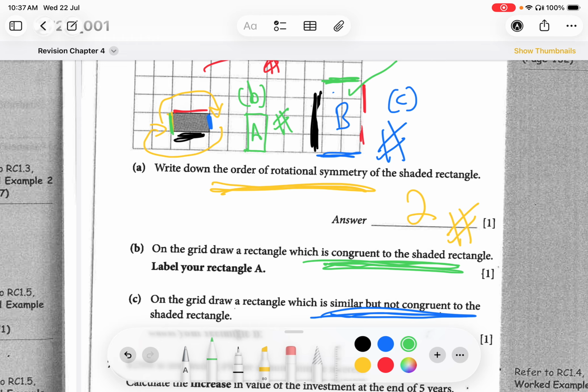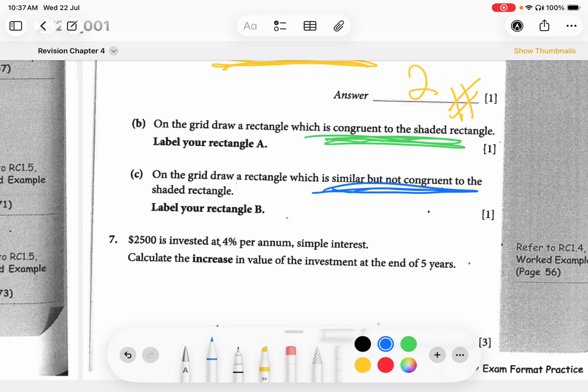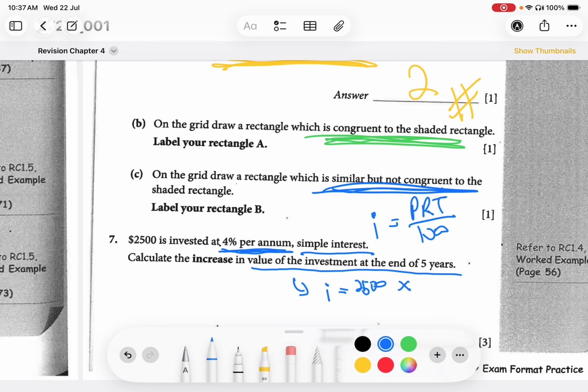Okay, the next one. 2500 is invested at 4% per year simple interest. Simple interest is I equals PRT over 100. This is the formula that you need to remember. So find the value of the investment at the end of 5 years. Find this one first. So the interest after 5 years: P is 2500, the R is 4% for 5 years.